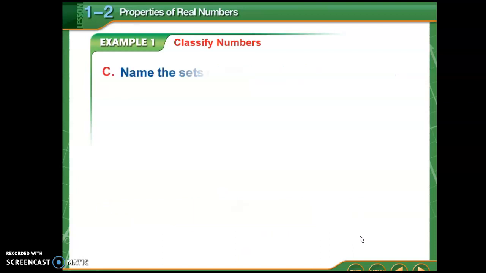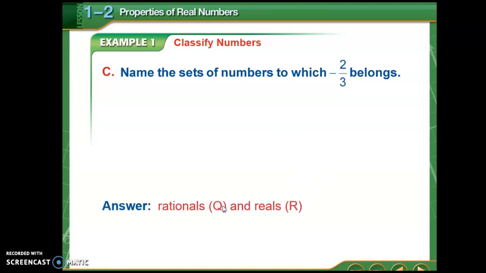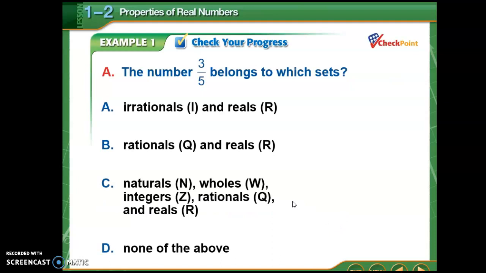All five of them. How about negative 2/3? Is that a real number? Yes. Is it rational or irrational? That's rational, so real and rational. Try this one, guys. The number 3/5 belongs to which set? The best answer is rationals and reals. Square root of 5: 5 is not a perfect square, so that belongs to irrational.